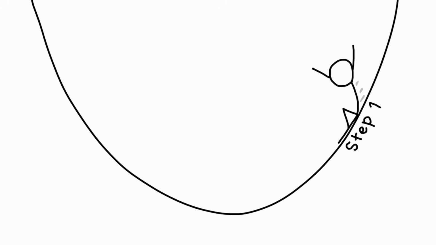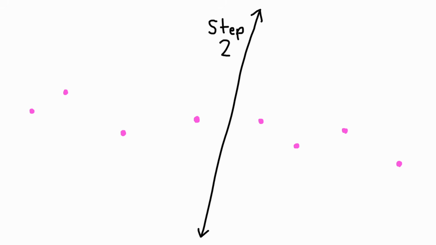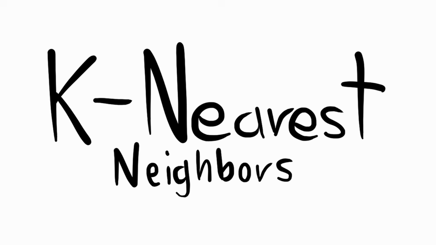Step 1. Use gradient descent or similar to determine the slope of the line that best fits the data. Step 2. Take the negative reciprocal of that slope, which will allow us to draw a line perpendicular to the line of best fit, with a randomly generated y-intercept, I guess.